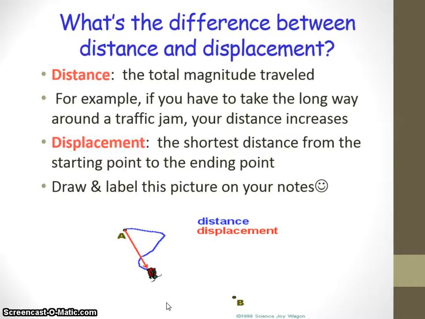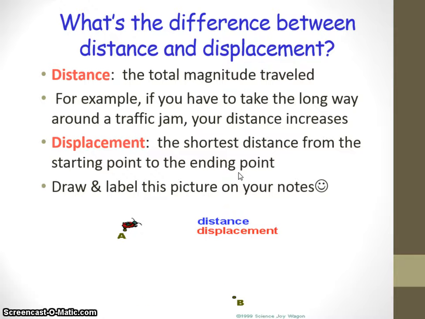we have two ways to describe how far it goes. Distance and displacement. Distance is exactly what you think it is. When this bug moves from A to B, it follows this curved blue path. And the distance is the length of that blue curve, the total magnitude traveled, the total amount of length traveled along that blue path. That's the distance. The displacement is how far the bug is from where it started along a straight line, or the shortest distance from the starting point to the ending point.